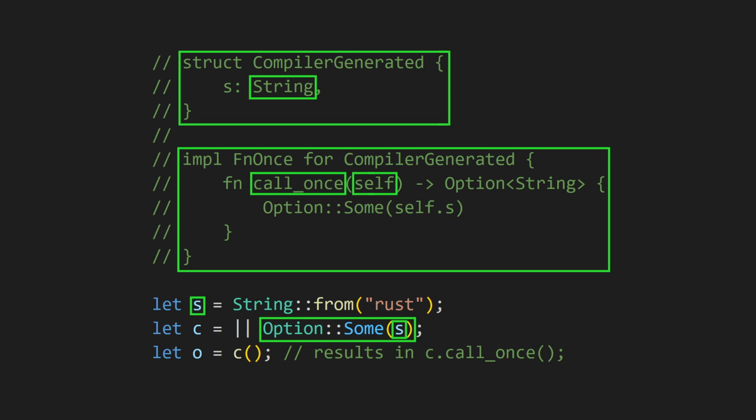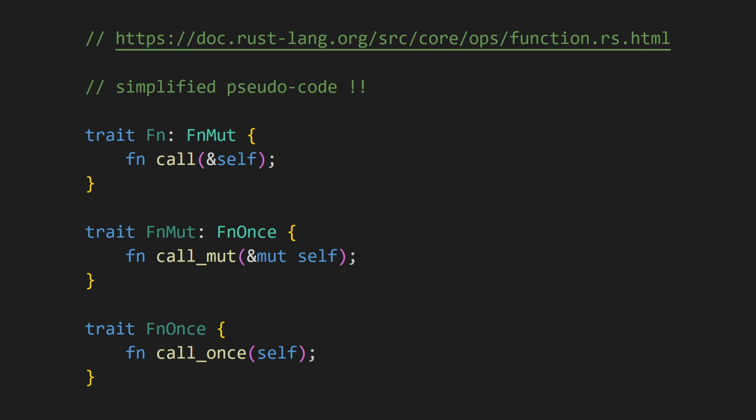One of the reasons that closures can be confusing is due to their supertrait hierarchy, seen in this simplified extraction of the definitions in the file function.rs from the Rust core library. This shows that to implement Fn, FnMut must also be implemented. To implement FnMut, FnOnce must also be implemented. And, by extension, FnOnce must also be implemented in order to implement Fn. FnOnce does not have a supertrait dependency.